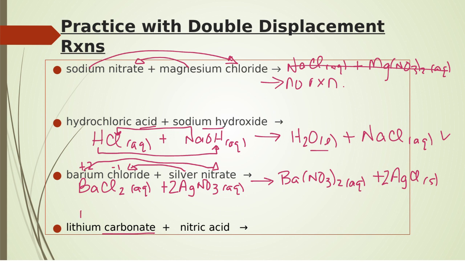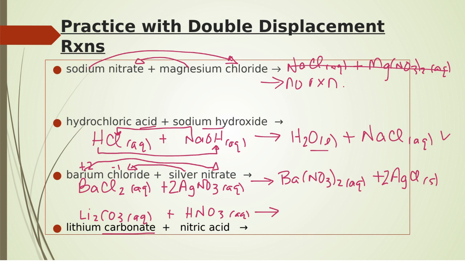So let's write out the formula for lithium carbonate. And again, you need to know nomenclature and your charges. Carbonate has a charge of 2, lithium has a charge of 1. Nitric acid is our oxy acid, so HNO3. This will be AQ. And then we're going to rearrange our ions and come up with our products.